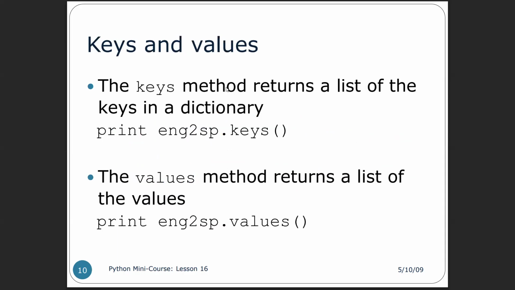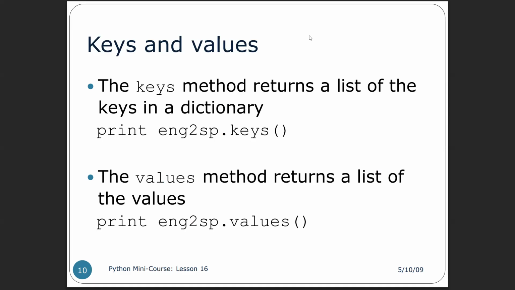Now keys and values. The keys method returns a list of the keys in a dictionary. What will this keys method do? It will return all the keys that are present in the dictionary. Suppose you want to print only all the key values in the dictionary, we need to use the keys method. Otherwise, if you want to return all the values that are present in the dictionary, you use the values method. Whenever you use that, you will get the respective output.